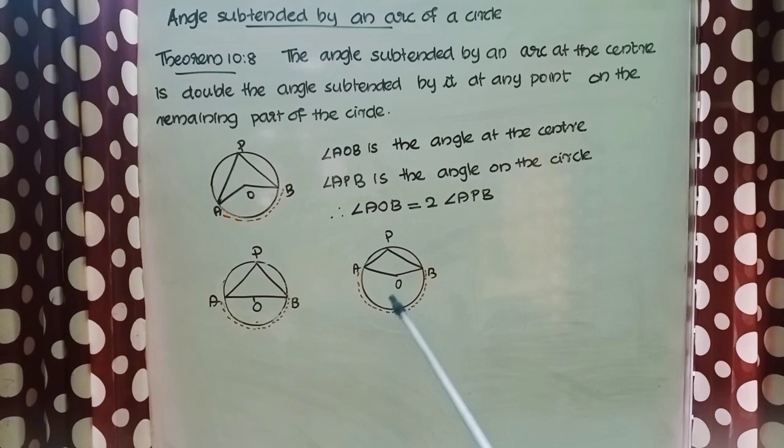See the third figure. Here also arc AB, you can see it is a major arc, and this angle AOB is the angle subtended by it at the center, and this angle APB is the angle subtended by it on the remaining part of the circle. Then angle AOB equal to 2 angle APB.